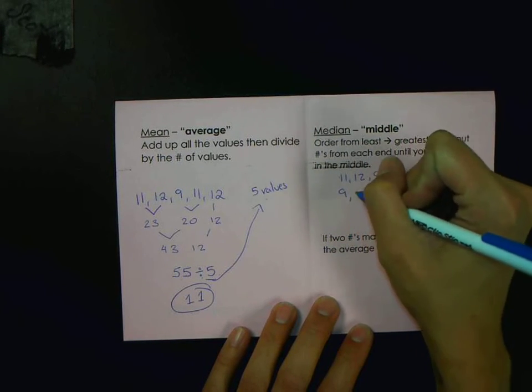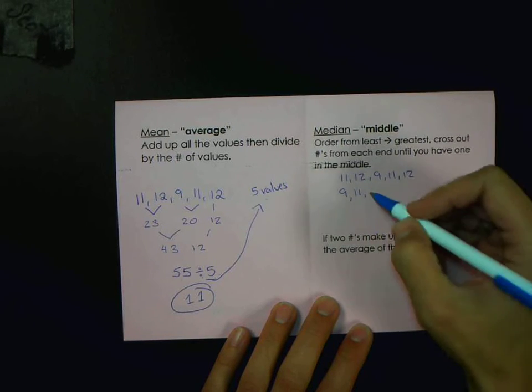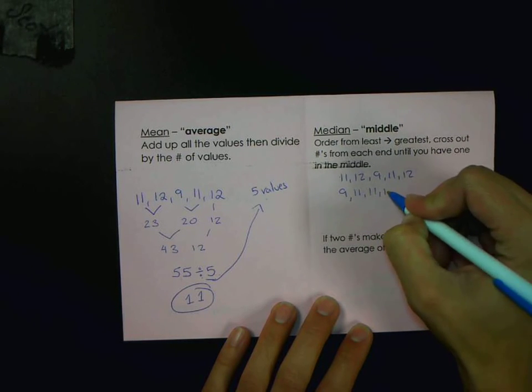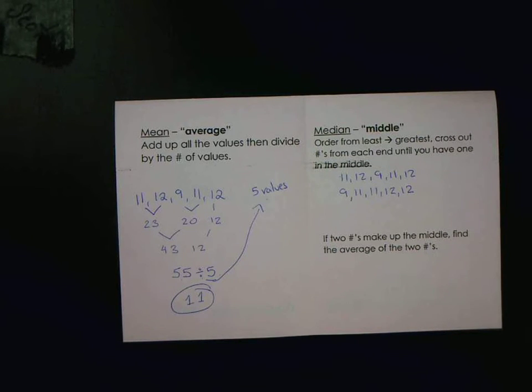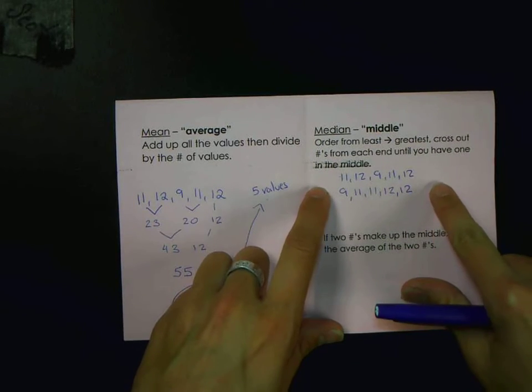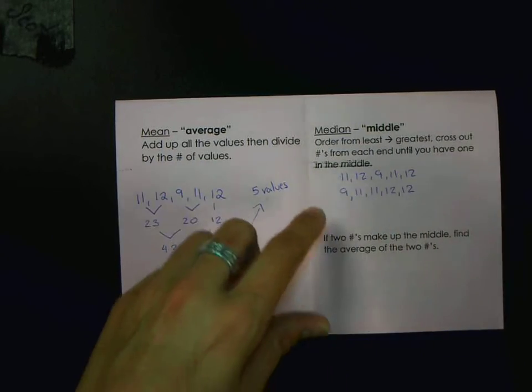So again, then you want to cross out ones from each end. You want to work our way from the outside in to find the middle. So I'm going to start with 1 on the outside. I'm going to go to the next one. And now I'm left with 1 in the middle, which happens to be 11.